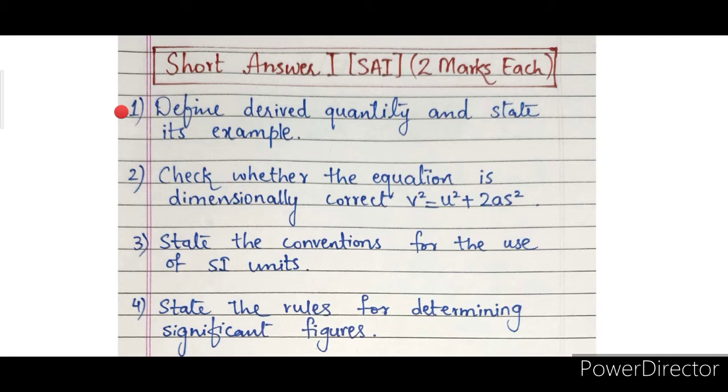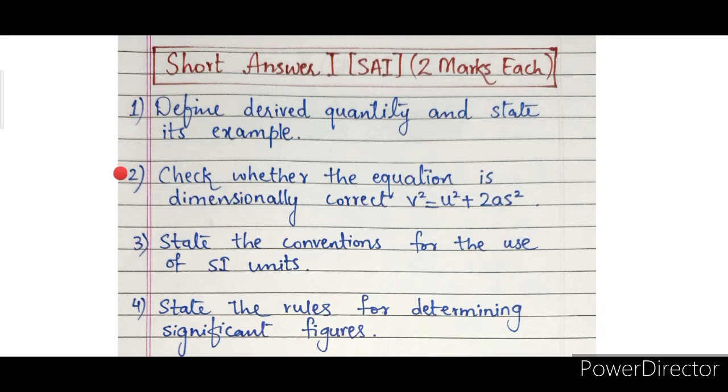Here we have to just write down the definition of the derived quantity: the physical quantity which depends on one or more fundamental quantities is called a derived quantity, and its unit which depends on one or more fundamental units is called a derived unit. Examples we can give like velocity, area, acceleration, force, etc. are examples of derived quantity.